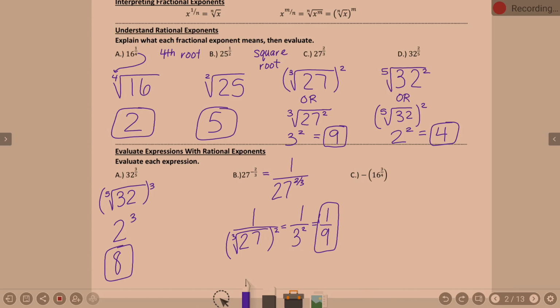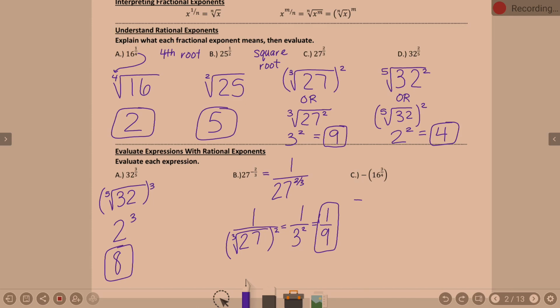The negative of 16 to the 3/4. Is it 1 over this time? No. Why not? It's not 1 over because this is not a negative exponent. This is just telling me my answer is going to be negative. That negative out front is just saying your answer is going to be negative. Okay?